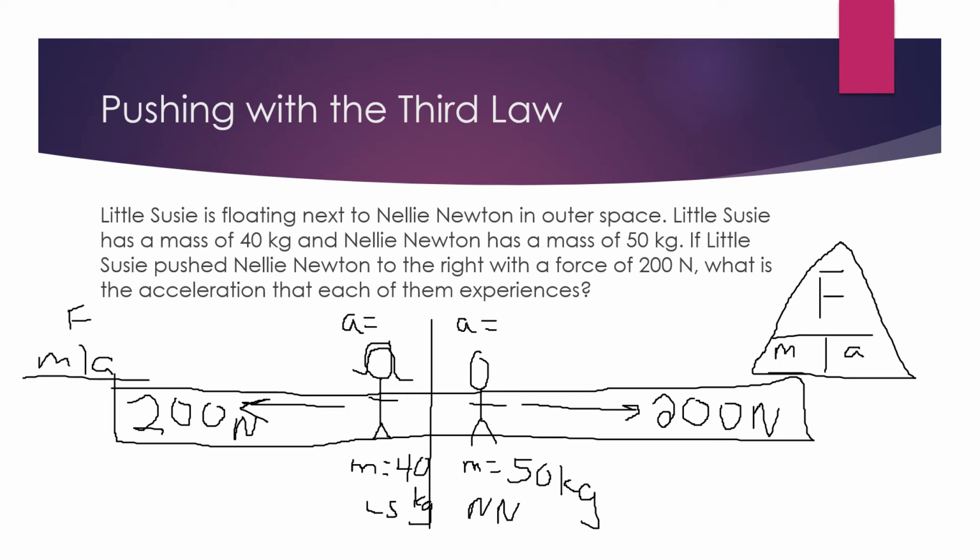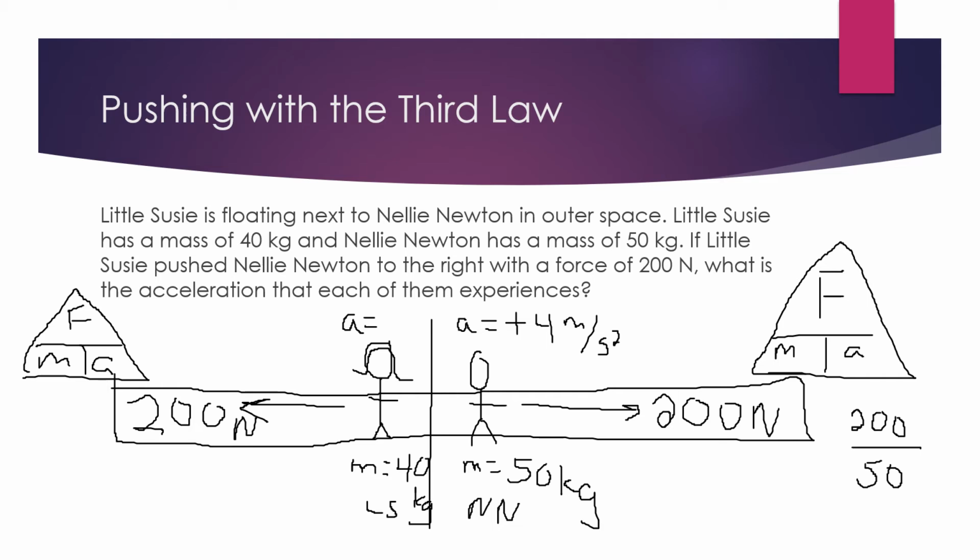Now, let's think about it. Okay, let's do Nellie Newton's acceleration first. He has a force of 200, and his mass is 50. 200 divided by 50 is positive 4 m/s squared.